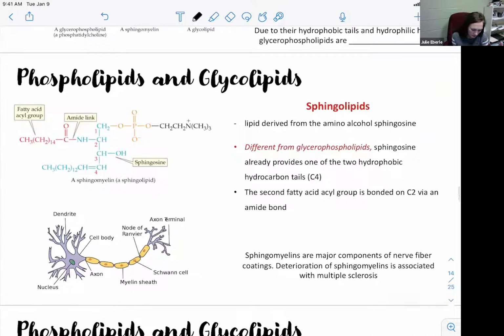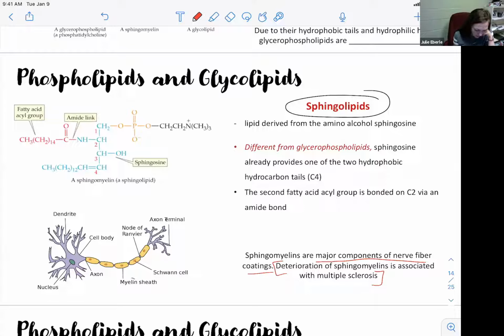I do want to point this out. Sphingolipids, we talked about those right here. We said they're the major components of nerve fiber coatings. They protect our nerve cells. I wanted to point this out because deterioration of sphingomyelins is associated with multiple sclerosis. A very common way they diagnose multiple sclerosis is you can literally see it on CT scans. They'll take a spinal scan and a brain scan, and you'll see black spots at the base of the brain or along the spine that show deterioration.